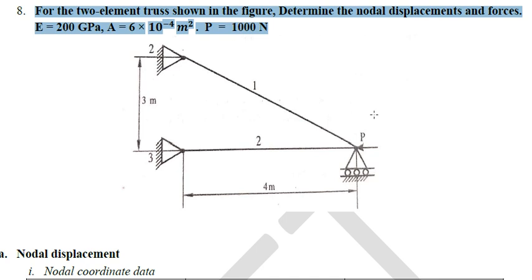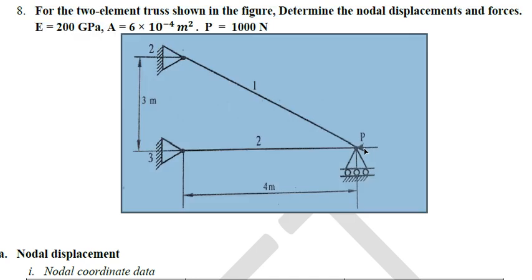P is the load applied at this position, it is 1000 Newton. So the truss is having 2 elements. Element 1 is mentioned here. If it is not mentioned, we have to take on our own whichever the element, but it is mentioned. Element 1 is mentioned, element 2 is mentioned. At the same time, node 3 is mentioned here, node 2 is mentioned here.